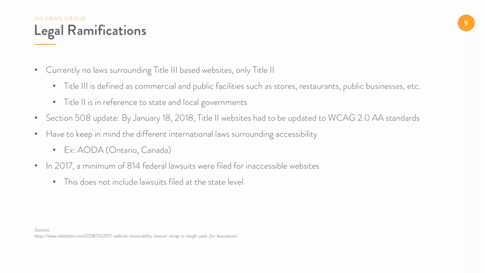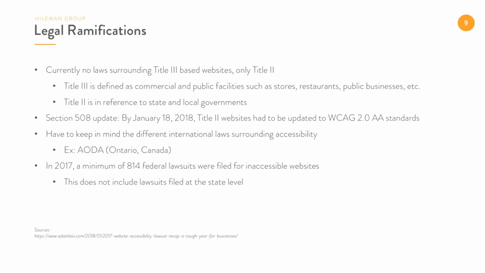We also have to keep in mind the different international laws surrounding accessibility. A great example is AODA, which is up in Ontario, Canada. They are much stricter on their version of what our Title III websites are. So if you have any type of international business dealings, it would be smart to look up to see if there are any international laws surrounding your sector of websites or business.